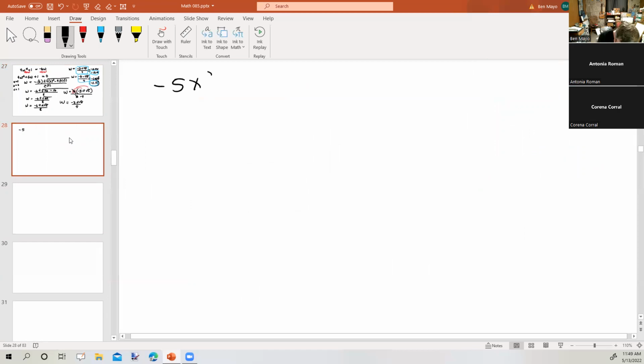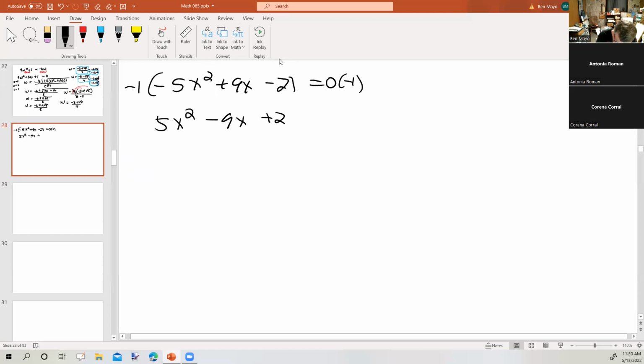Negative 5x squared plus 9x minus 2 equals 0. This is a quadratic equation in standard form, but it has a leading coefficient that is negative. So what I could do is either multiply or divide both sides by negative 1, and I'd get 5x squared minus 9x plus 2 equals 0.